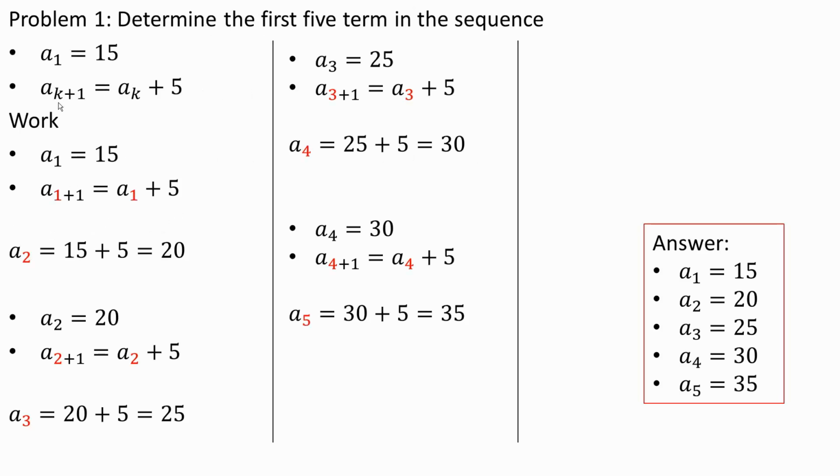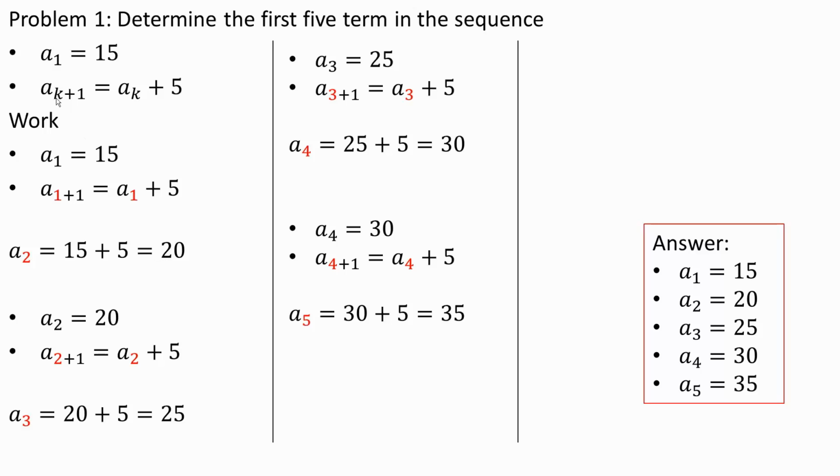So if I put a 1 for k, I need to put a 1 for k here also. So I get a sub 2 is equal to a sub 1 plus 5. I know what a sub 1 is equal to. That's 15. So 15 plus 5 would equal a sub 2, so 20.